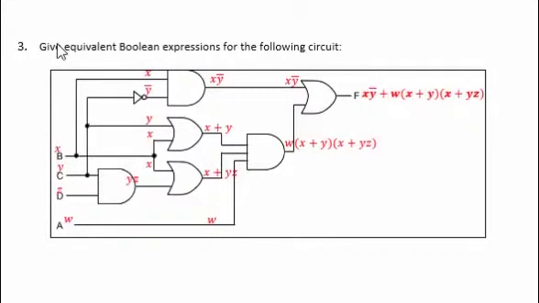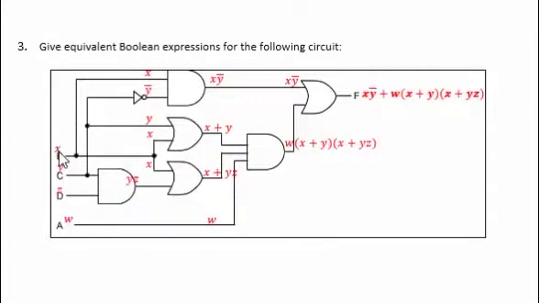Okay, now we're going to give the equivalent Boolean expression for the following circuit. So the first thing you need to do, you can see we have A, B, C, D here. You can put variables, it doesn't really matter. I'm giving these X, Y, Z, and W in order, alphabetically, but if you wanted to, you could call this A and B, C, and D. Usually we use the lowercase letters here for the Boolean expression.